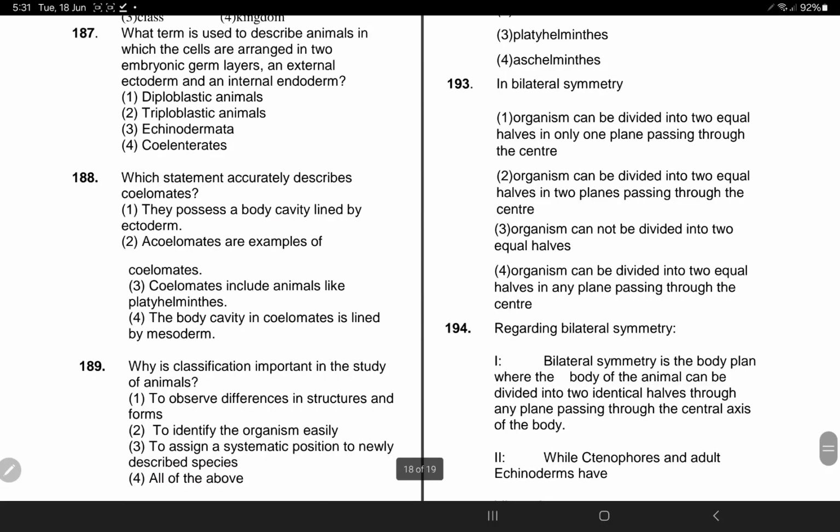Which statement accurately describes the coelomates? They possess a body cavity lined by ectoderm. No. The body cavity in coelomates is lined by mesoderm. Option 4 is correct. Why is classification important to study the animals? To observe differences in structure and forms, to identify the organisms easily, to assign a systematic position to newly described species. All the above. The correct answer is all the above.